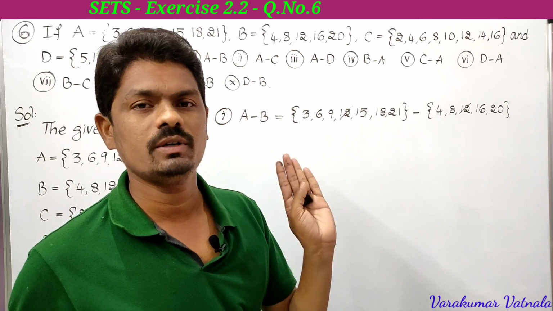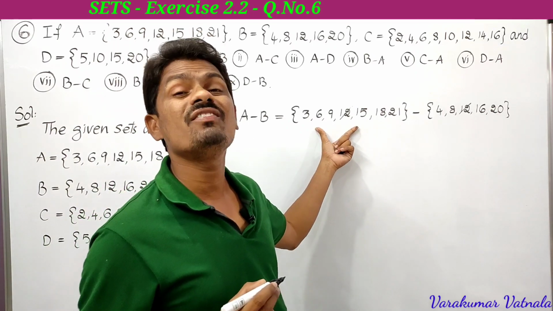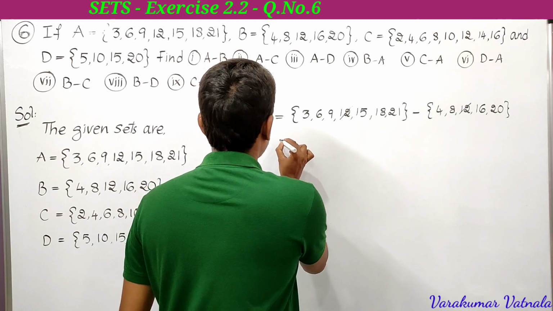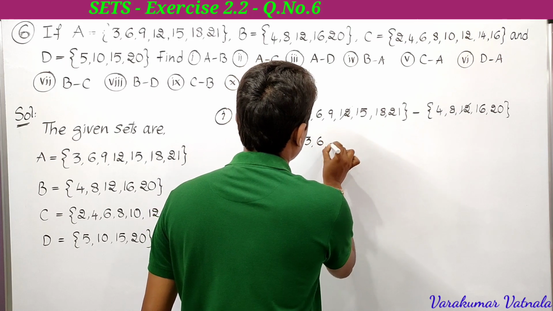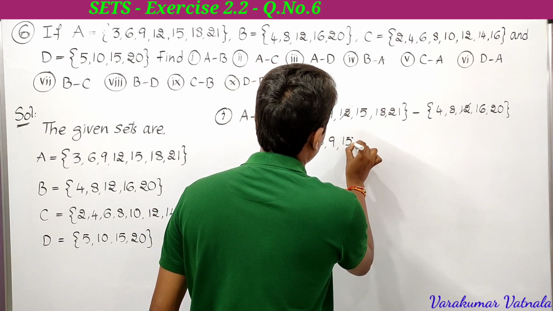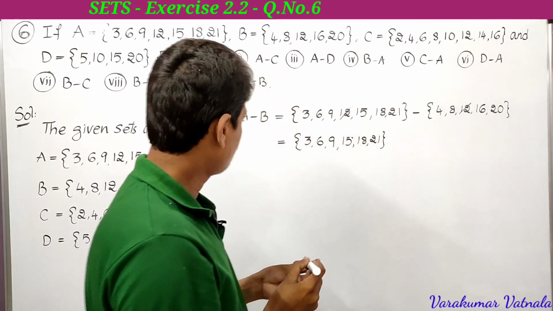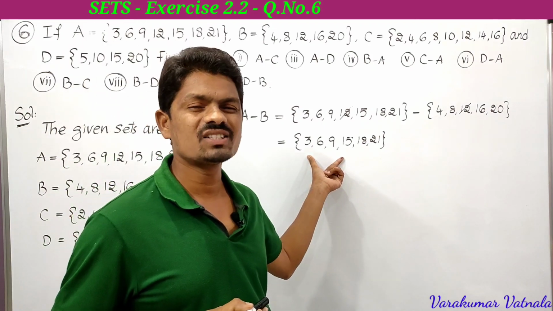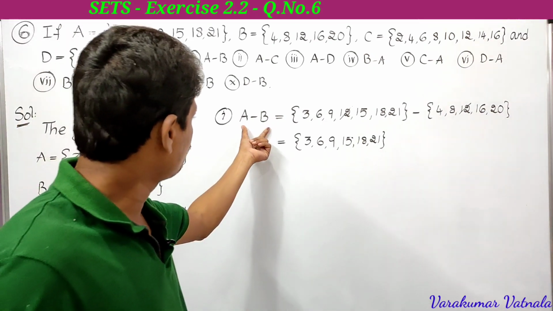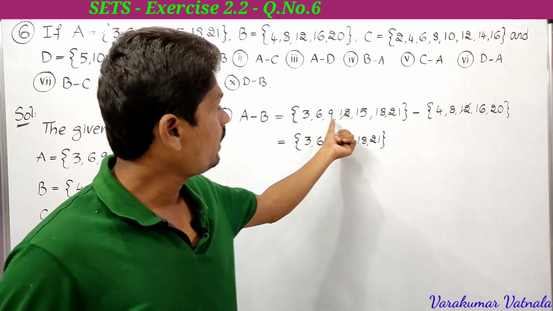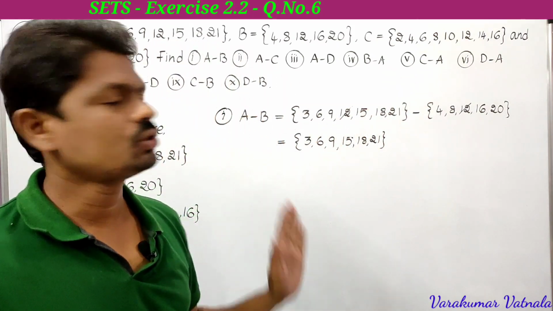So cancel the common elements. After cancelling the common elements, write the remaining elements in the first set. What are the remaining elements in the first set? 3, 6, 9, 15, 18, 21. So these are the remaining elements in the first set. So this is set A minus B. Very easy and very important. We just have to write the two sets, identify the common elements and cancel them, then write the remaining elements in the first set. So this is A minus B.